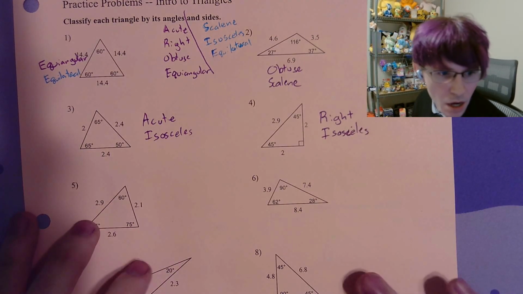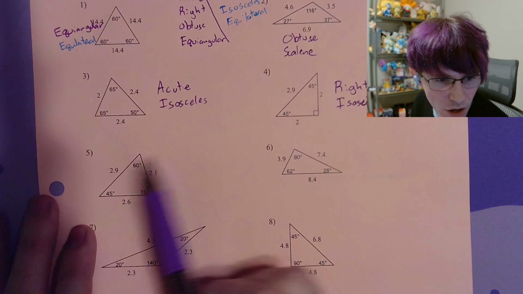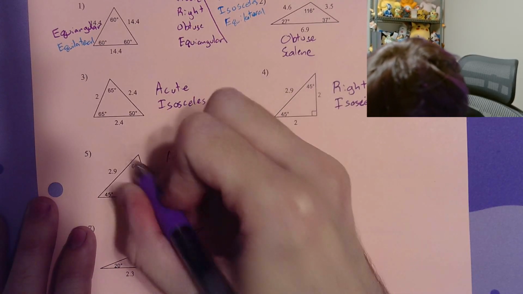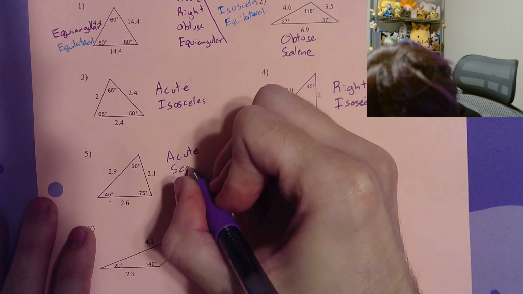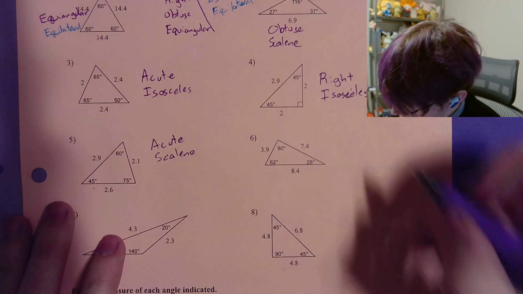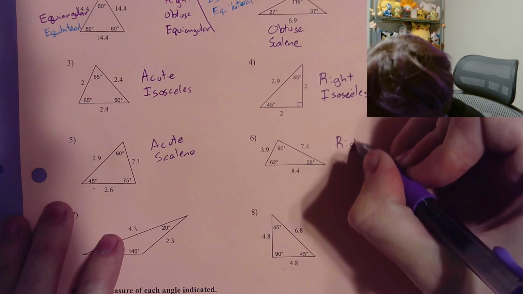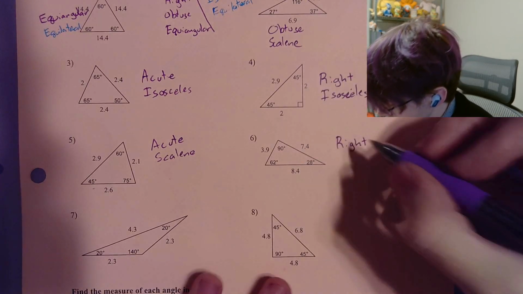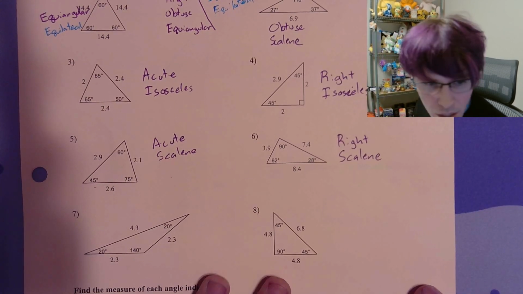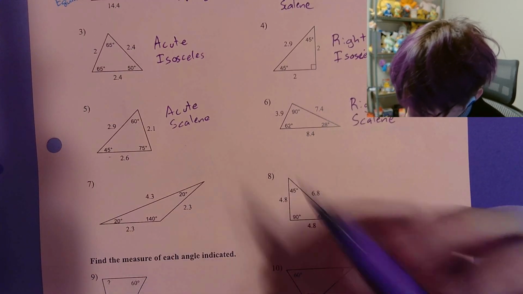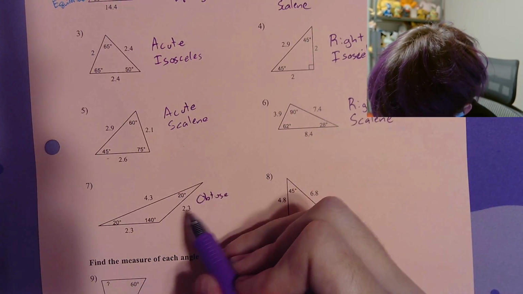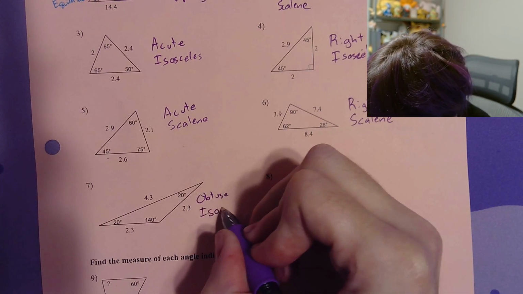All right, this one over here, it looks like we have all 3 angles less than 90. This is going to be an acute triangle. All 3 sides different, acute scalene. On number 6 here, we have a 90-degree angle, so that's a right triangle. We also have all 3 sides different, so it's going to be scalene. Over here, we have 1 obtuse angle, so it's going to be obtuse. And we have 2 sides the same, so it's isosceles.